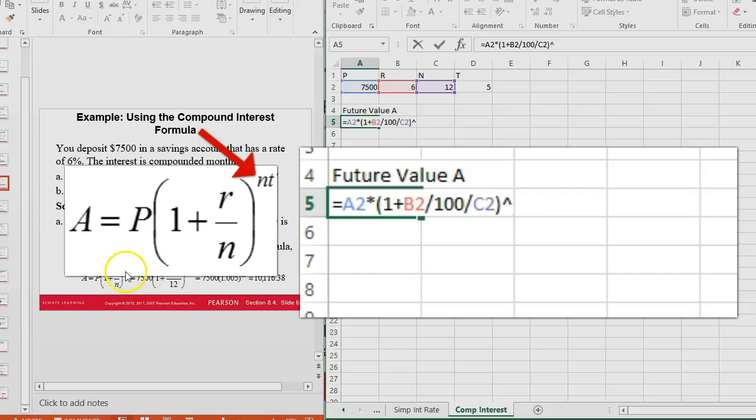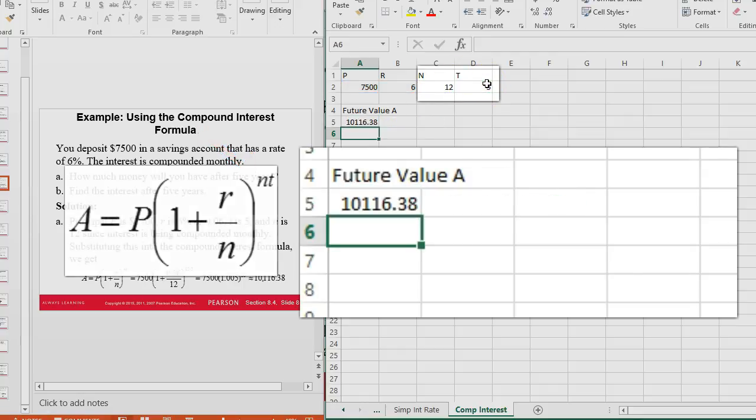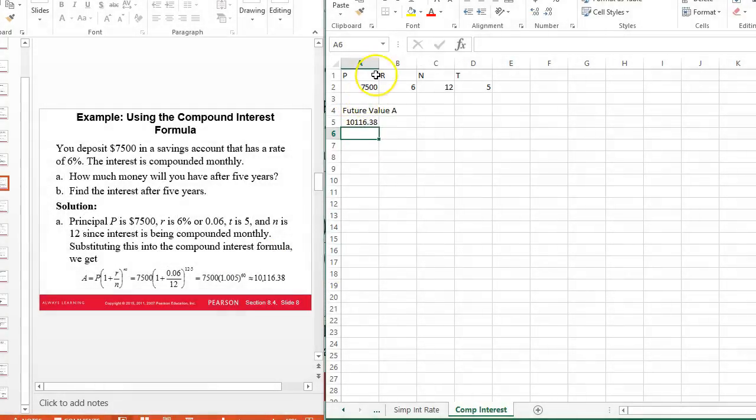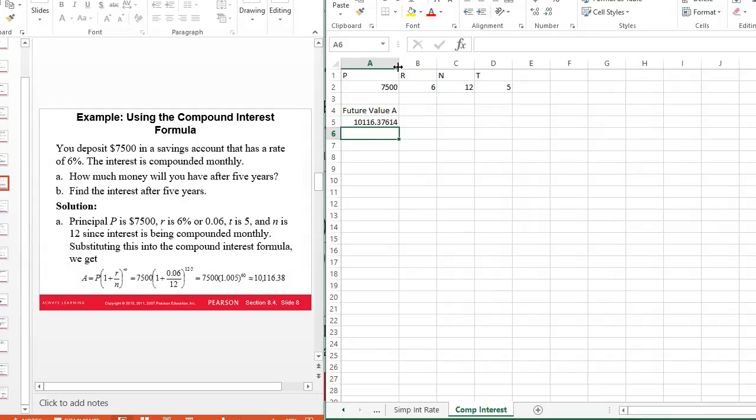Now, there's multiplication up here, so I've got to have parentheses around it: N times T. Everything gets clipped. So there's 10,116.38. Notice it's giving me more decimals than that.